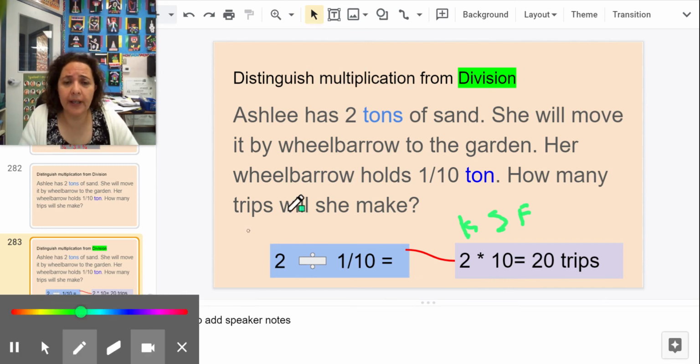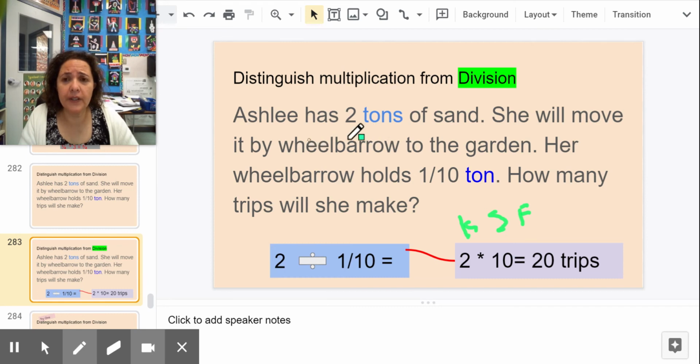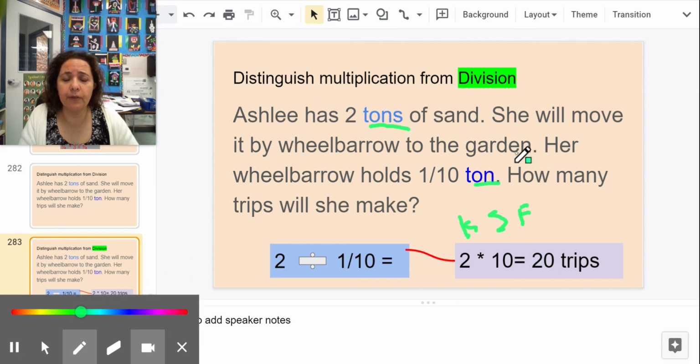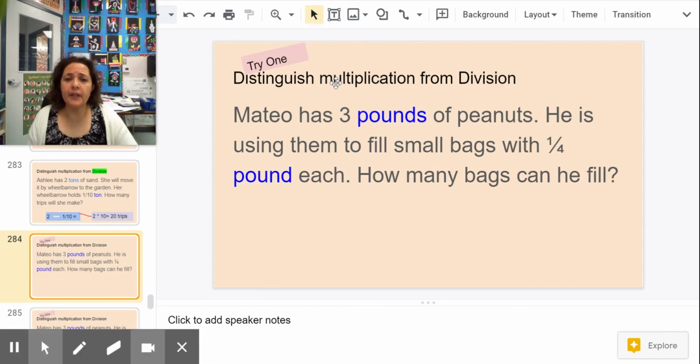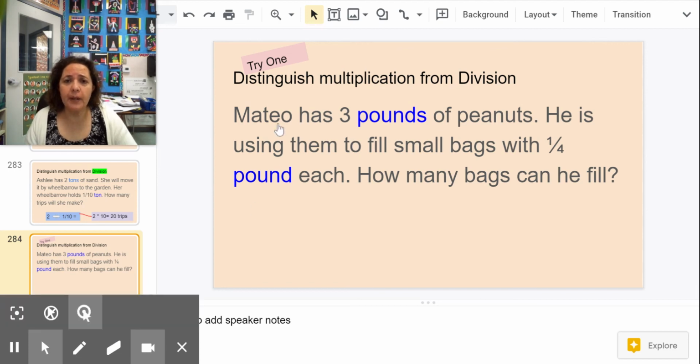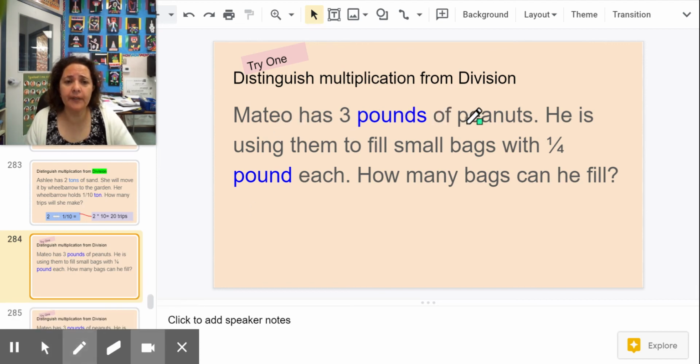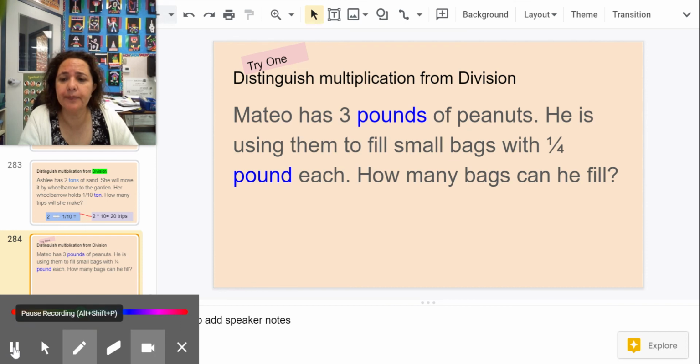So hopefully you're getting the idea. Look to see if you have a total. Yes, and the labels are the same: division. If the labels are different and there's no total: multiplication. Hopefully you're getting that. Okay, so you try one. Is it multiplication or is it division? Mateo has 3 pounds of peanuts. He is using them to fill some small bags with 1/4 pound each. How many bags can he fill? See if you can figure this one out, multiplication or division, and why, then come back to me.